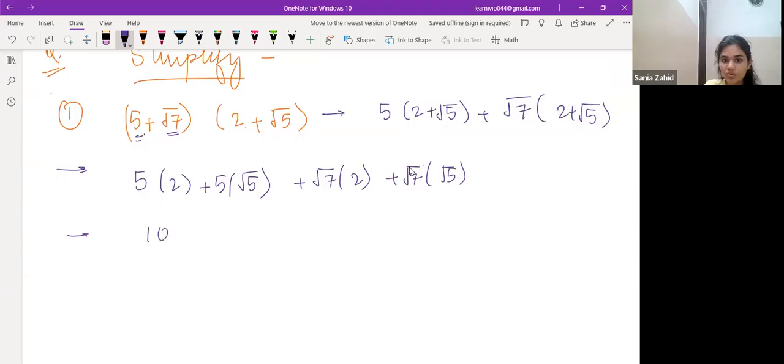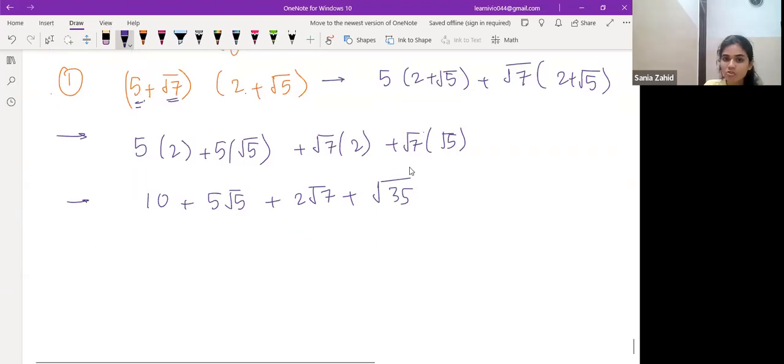So 5 into 2 is 10, plus 5 root 5, plus 2 root 7, plus root 35. Okay, can I solve anything further? No. So this remains as it is. This is your answer. Okay.